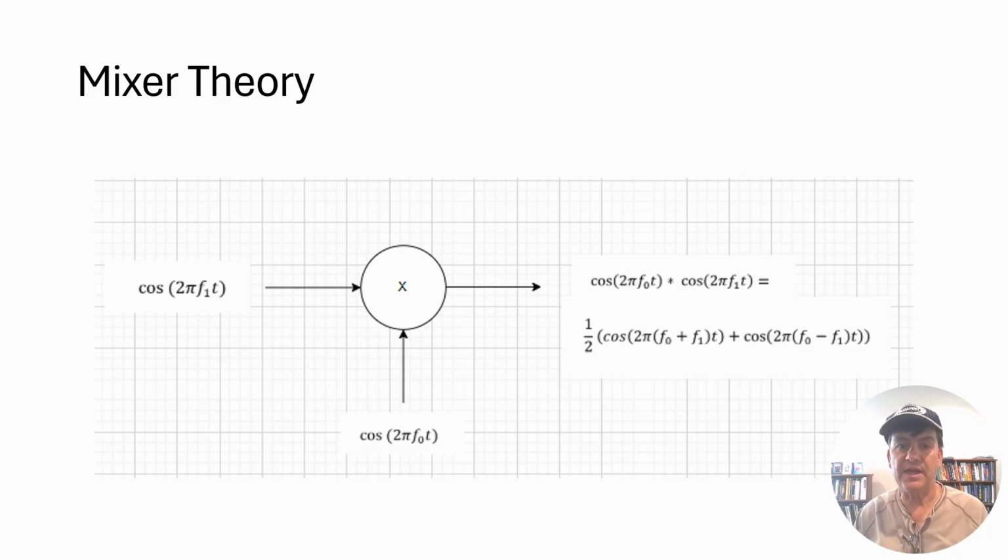As shown in the slide, when a cosine signal at a frequency of F0 is multiplied by another cosine signal at a frequency of F1, trigonometric identities show that the output contains two frequency components, F0 plus F1 and F0 minus F1. In an FPGA, this same operation is performed digitally by using a multiplier where the cosine signals are sampled, quantized, and represented as binary vectors before being multiplied.